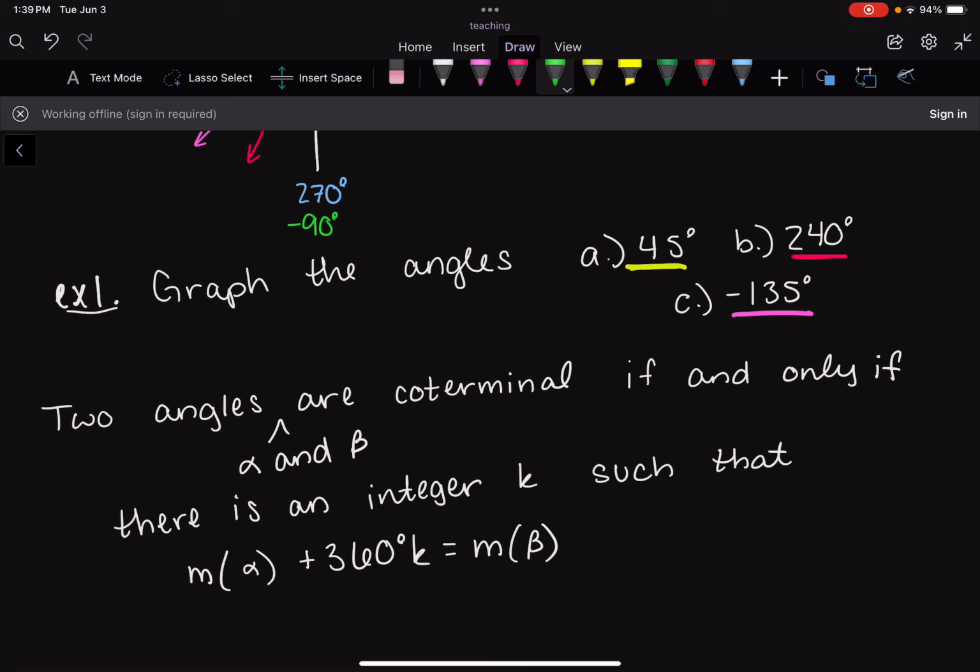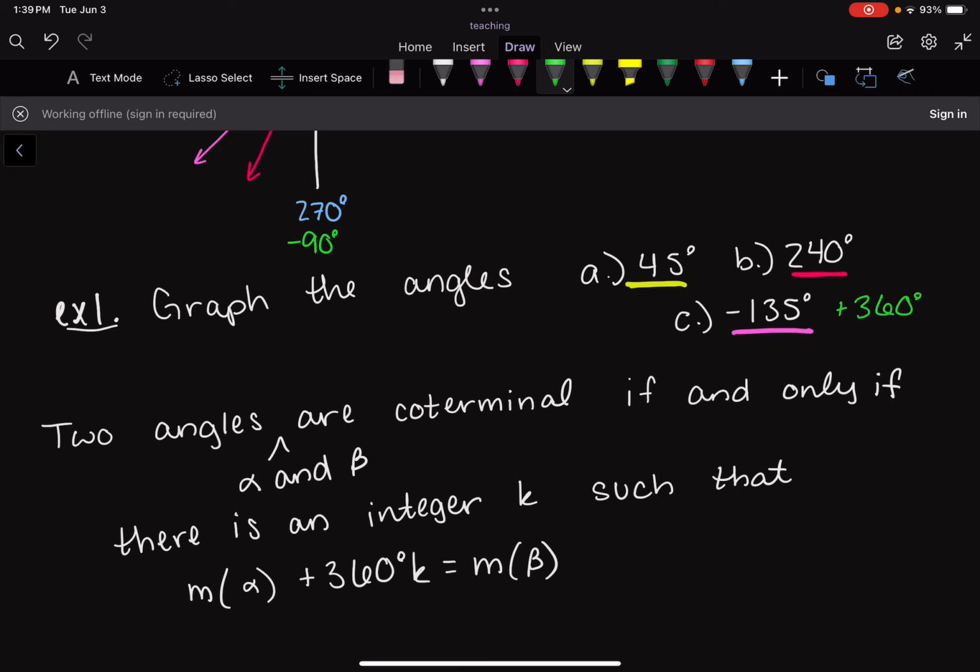What we can do instead is add 360 to make it a coterminal angle. The k is just meaning how many times would you like to add 360. You can also subtract 360. That's what makes it an integer. So an integer is just a whole number pretty much, but it can be positive, negative, or also 0. So what we're really saying is, do you want to subtract 360? Do you want to add 360? What are we doing here?